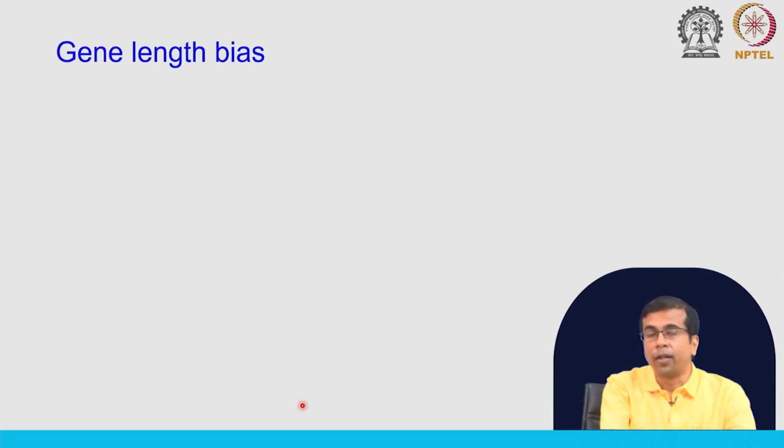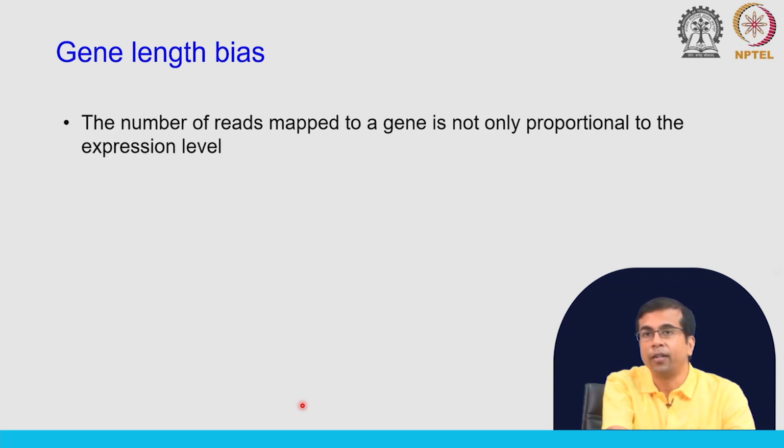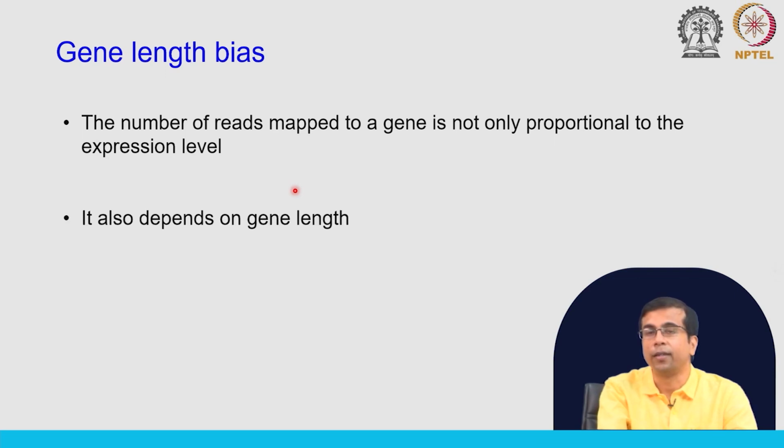So, one of the points I mentioned is that there is a gene length bias. What we originally assume is that the expression level of a gene is proportional to the number of reads that map to the gene. So, this is a very naive assumption, and it will be affected by this gene length bias. The number of reads mapped to a gene is proportional to the expression level, but what we see is that this is not the case, and this number also depends on gene length.